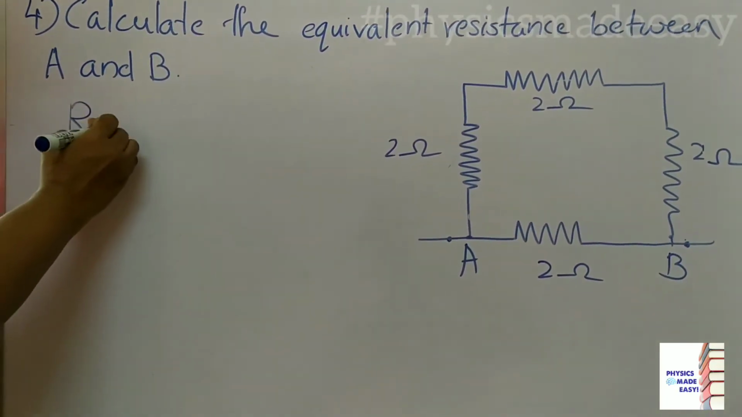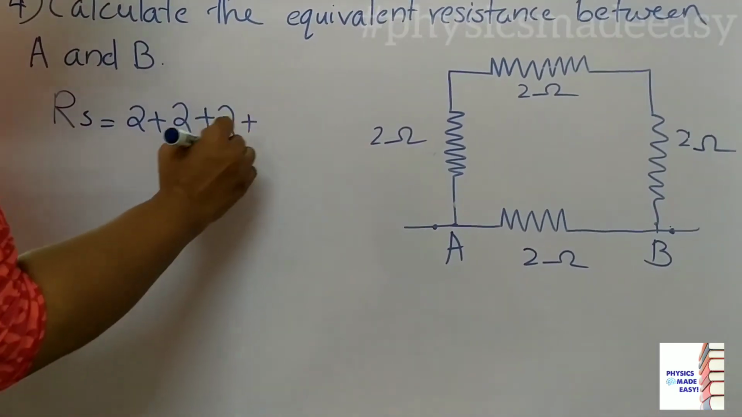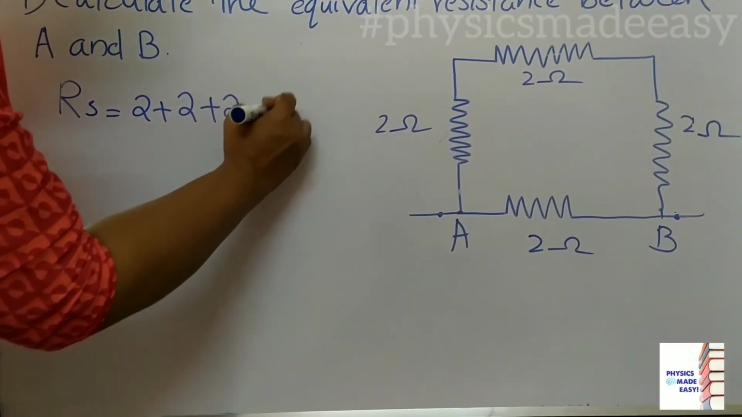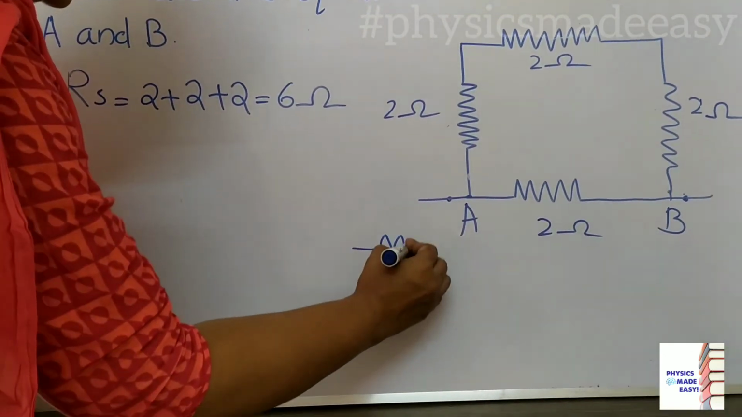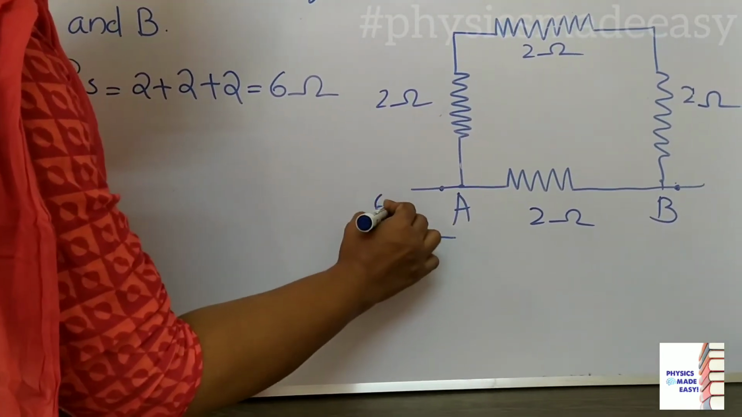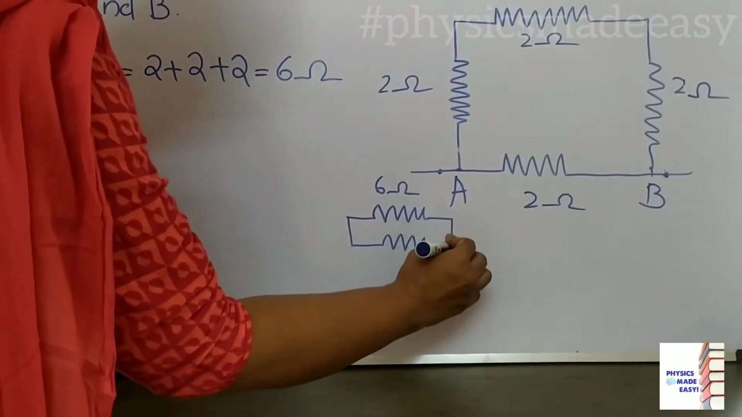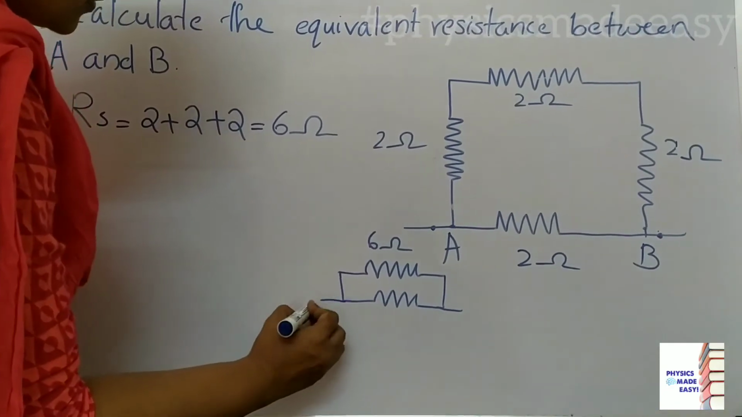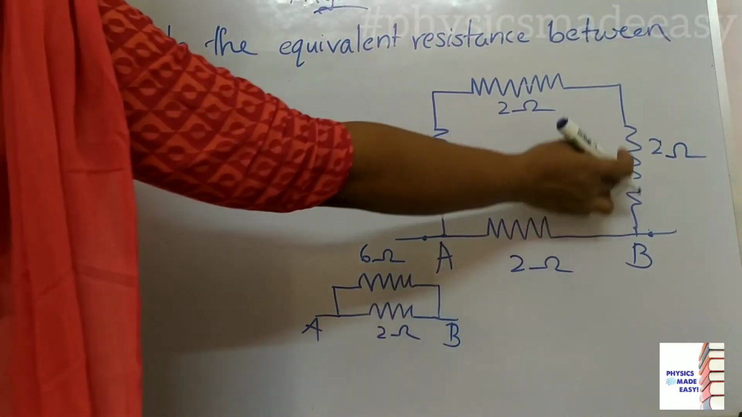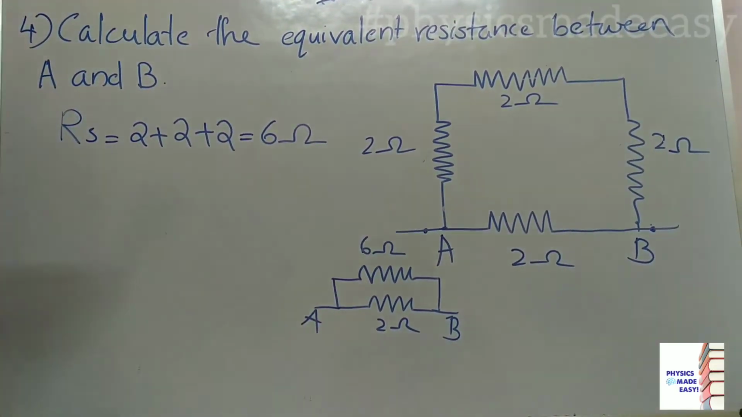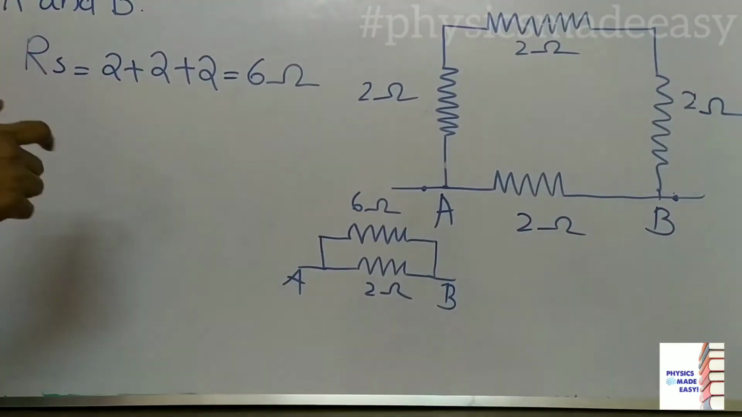Then how can we find the effective resistance? 2 plus 2 plus 2. Then you will get 6 ohm. Then how can we redraw this diagram? Then here 6 ohm. Then that is in parallel with 2 ohm. Okay, here between A and B only we have to find the resistance. So here you can see this is replaced by its effective resistance 6 ohm, and you can see 6 and 2 both are connected in parallel.